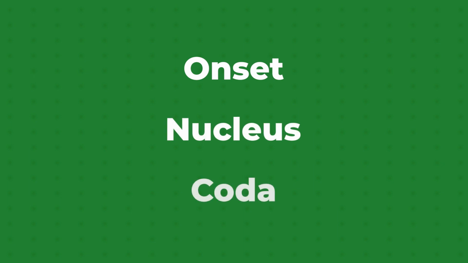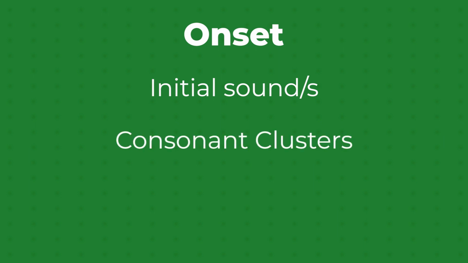The structure of syllables can be divided into three parts: the onset, the nucleus, and the coda. The onset is the initial sound or sounds of a syllable, occurring before the nucleus. Think of the nucleus as the vowel of a syllable for now. Some languages, like English, allow consonant clusters at the beginning of syllables, like in the word print.